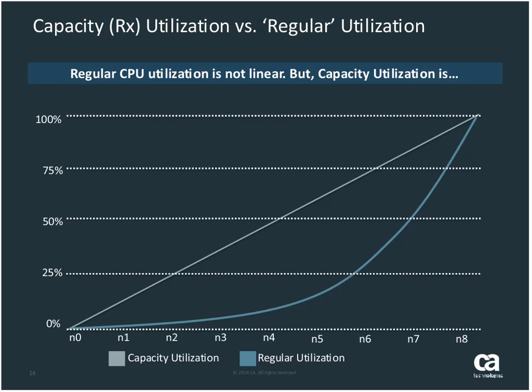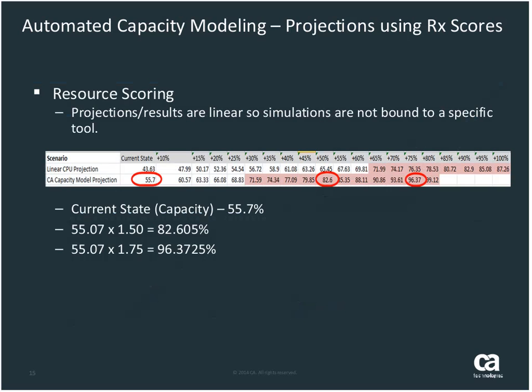What the capacity utilization does, it turns that curved line into a linear line. So when we say we are at 50% capacity utilization, that means we're doing half of the work the system is capable of. And the regular utilization might be reporting lower, but we're really at half of the capacity of that system.